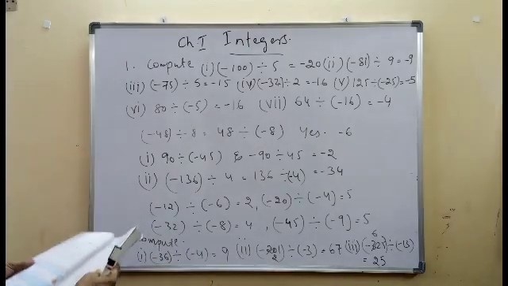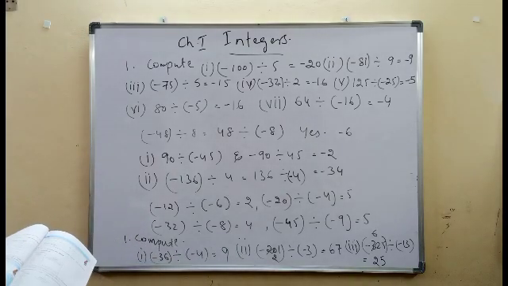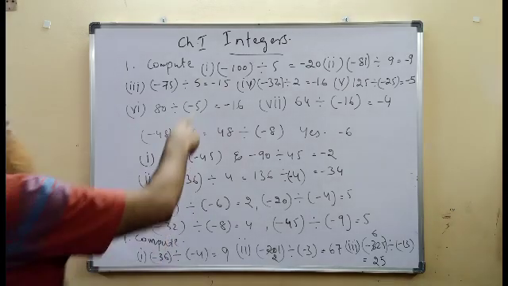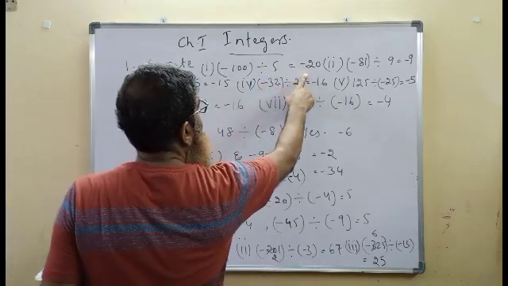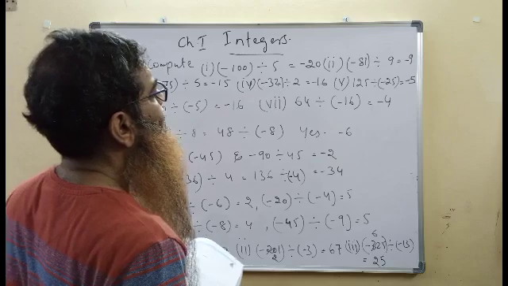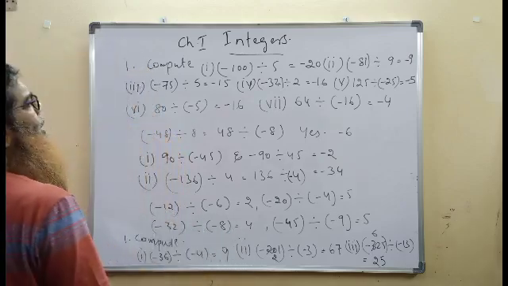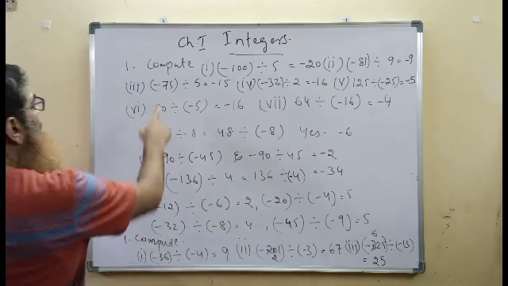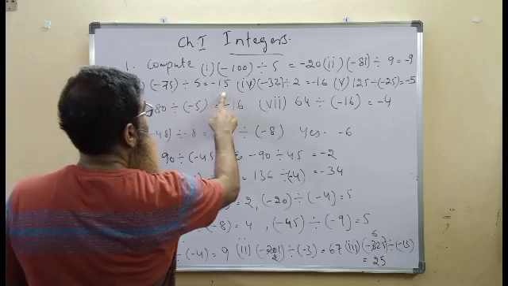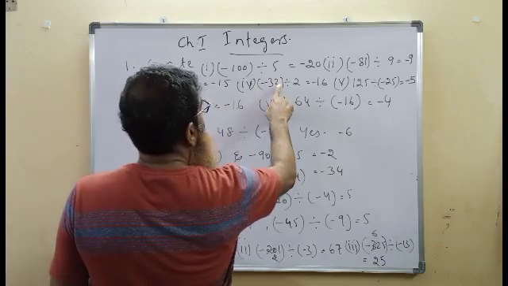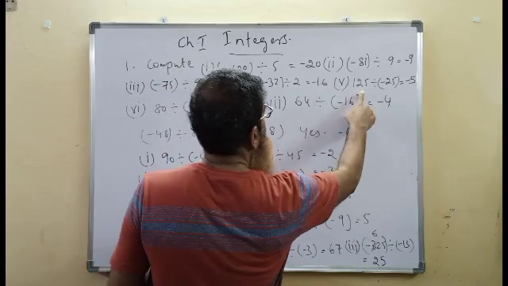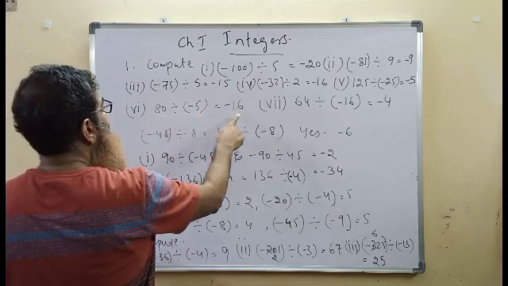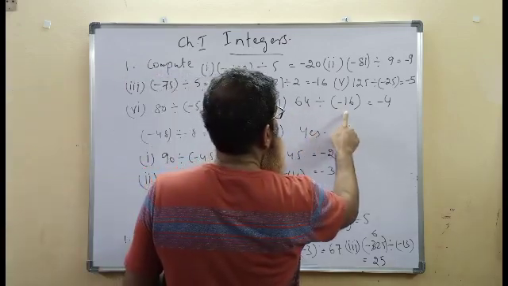Now let's repeat from the beginning. Compute the following. Minus 100 divided by 5 is minus 20. In the second one, minus 81 divided by 9 is minus 9. When one negative integer is divided by a positive integer, we get a negative integer. Minus 75 divided by 5 is minus 15. Minus 32 divided by 2 is minus 16. 125 divided by minus 25 is minus 5. 80 divided by minus 5 is minus 16. 64 divided by minus 16 is minus 4.